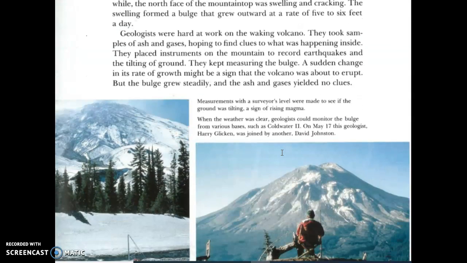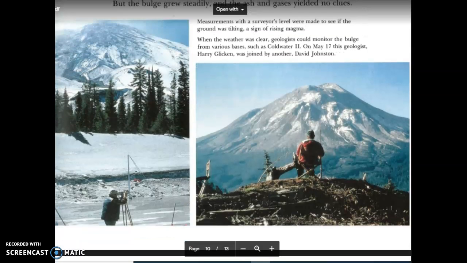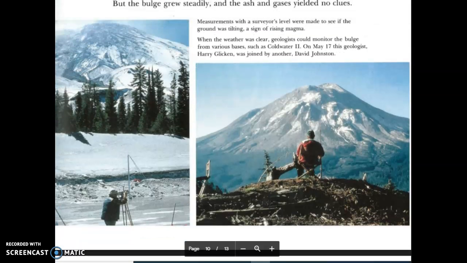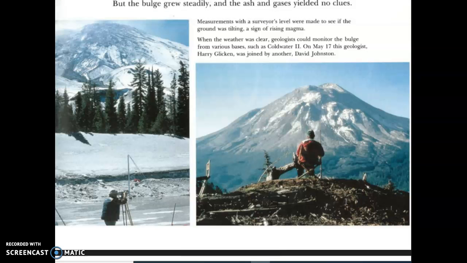Kind of seeing a progression here, I think. The one on the left says measurements with the surveyor's level, so he's using kind of a level here, were made to see if the ground was tilting, a sign of rising magma. And in this picture here, it says when the weather was clear, geologists could monitor the bulge from various faces, such as Coldwater 2. On May 17th, this geologist, Harry Glicken, was joined by another, David Johnston.